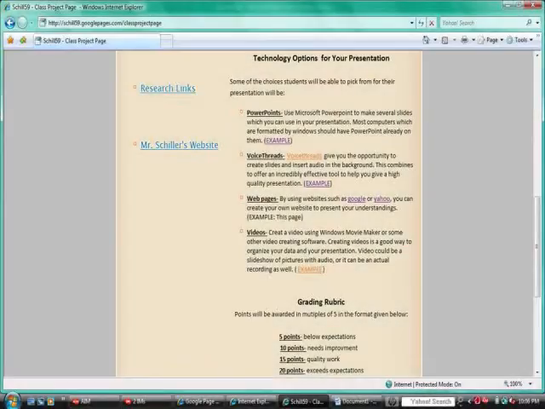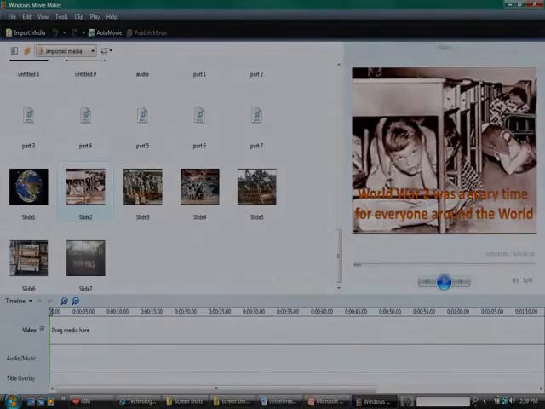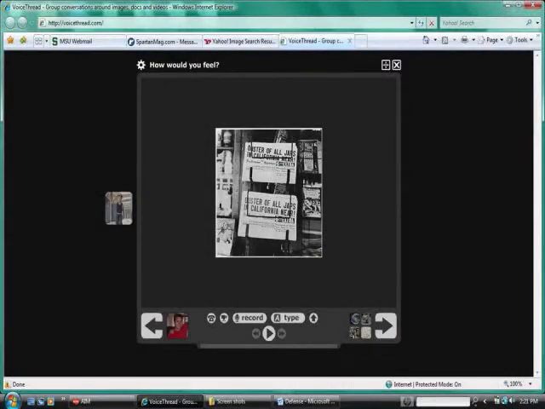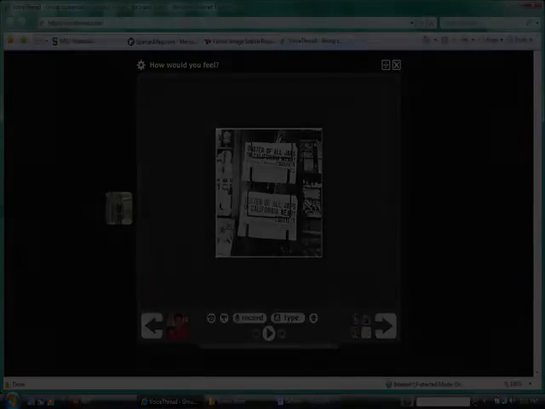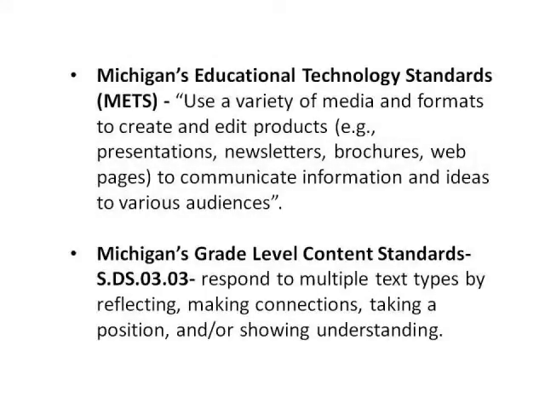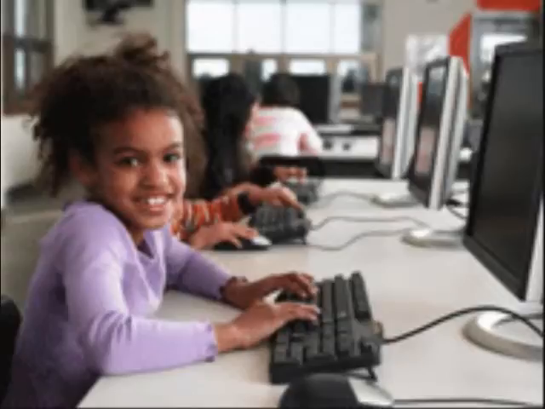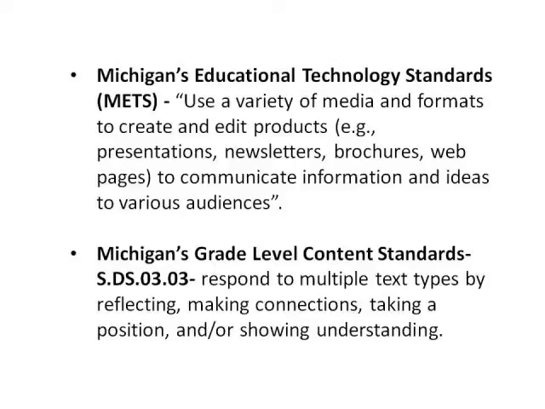At the end of the lesson, the class will be working on projects that will require them to use either videos, websites, or voice threads to give their understanding of what World War II is. This meets the Michigan Educational Technology Standards, which includes the use of a variety of media and formats to create and edit products to communicate information and ideas to various audiences. Over the course of the unit, students will be researching and using the internet to find new information on World War II. This goes along with the grade level content standards of Michigan, which involve responding to multiple text types by reflecting, making connections, taking a position, and or showing understanding.